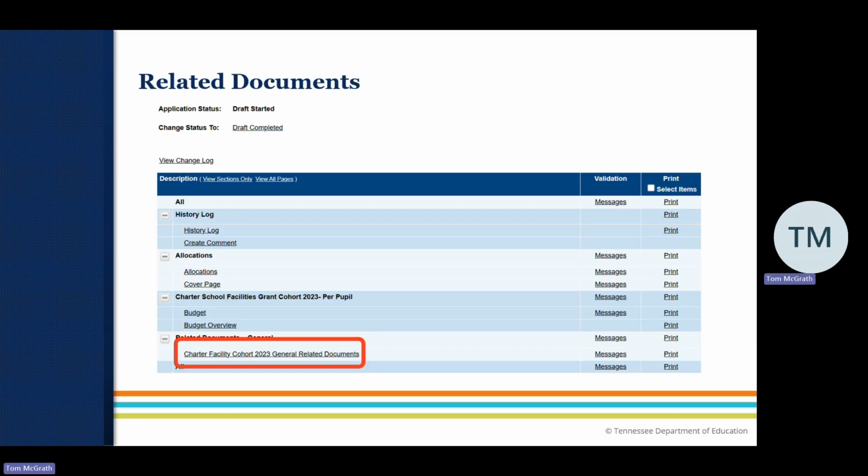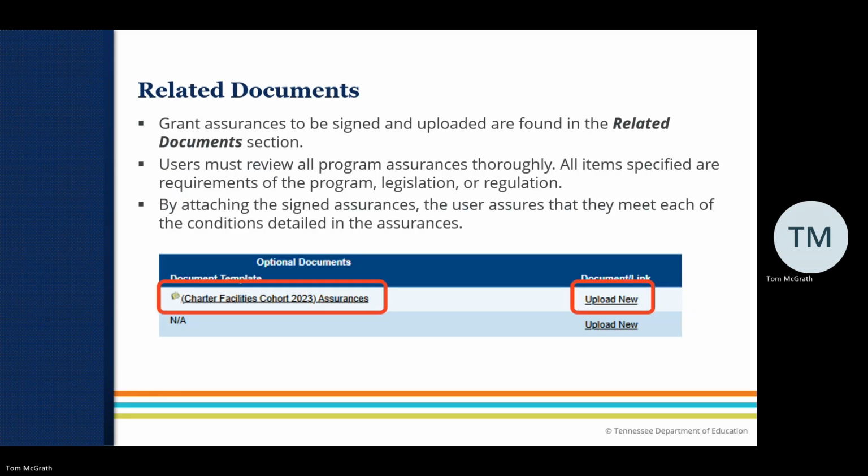The final section you'll need to complete is the Related Documents section for your specific grant. Grant assurances to be signed and uploaded are found in the Related Documents section. Users must review all program assurances thoroughly. All items specified are requirements of the program, legislation, or regulation. By attaching the signed assurances, the user assures that they meet each of the conditions detailed in the assurances.